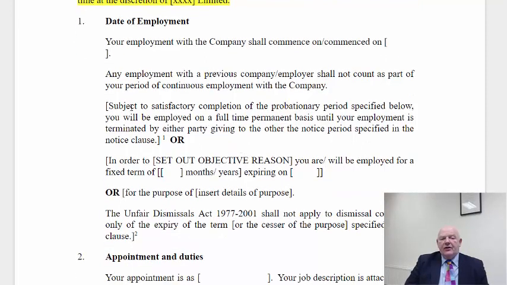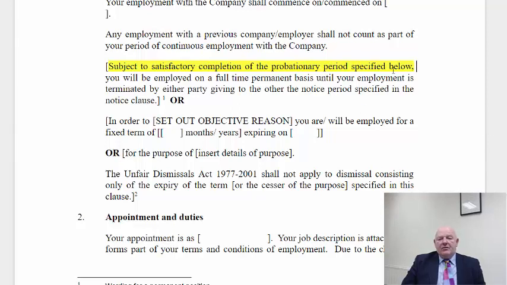Now, you're going to have a clause here, I would strongly recommend it, subject to satisfactory completion of the probation period specified below. That's very, very important. I recommend very strongly that you have a probation period of at least 6 months. And that's extendable, or should be extendable, to 11 months. That's in relation to a permanent contract.